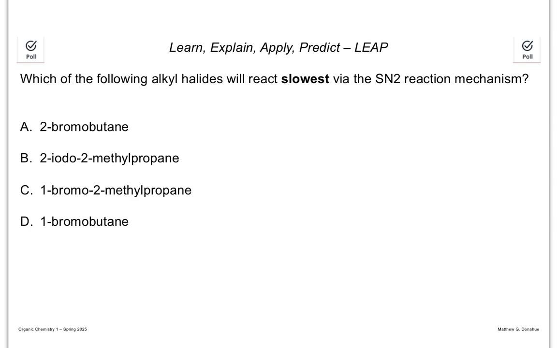So I think these are the same ones. The slowest one will be B. And again, because that's tertiary. So again, that alpha carbon has 3 carbons bonded to it. So sigma star is not accessible.